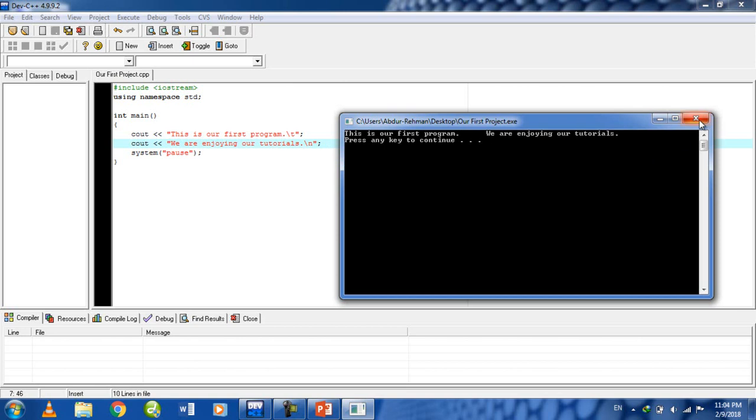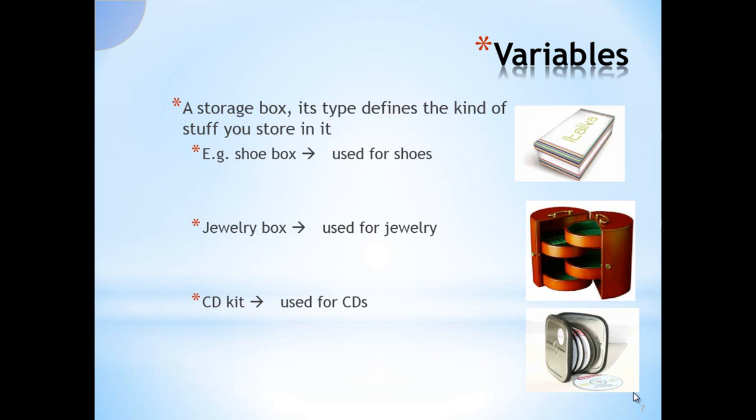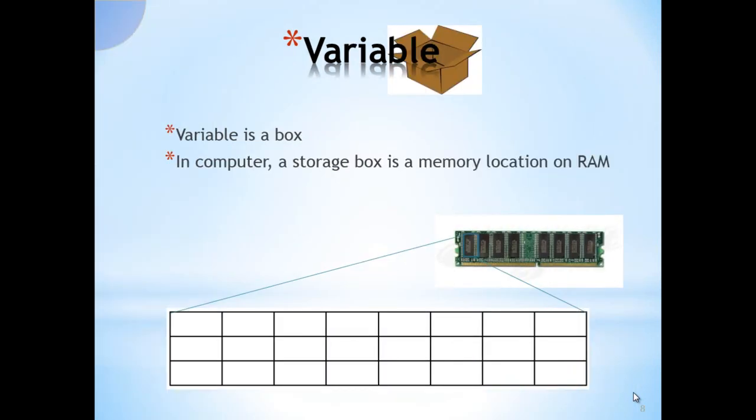So now we will move forward to variables. A variable is a storage box, and its type defines the kind of stuff you store in it. For example, a shoe box is used for shoes, a jewelry box is used to put jewelry in it, and a CD kit is used for CDs. So a variable is just like a box. In a computer, a storage box is a memory allocation on RAM.